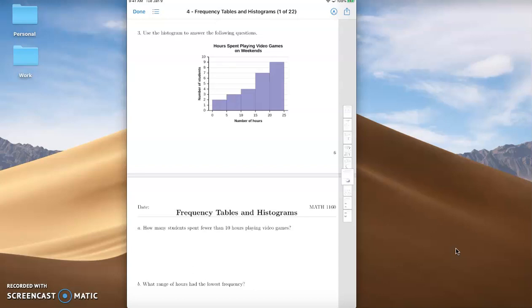So how many students spent fewer than 10 hours playing video games? If we look here, that's 10, and to that way is 10. So we're going to add up the frequency here. We have 2 and 3. So the number of students who spent fewer than 10 hours is going to be 5, because we have 2 plus 3. All right, what range of hours had the lowest frequency? Well, that's going to go to the lowest bar, which is right here. So that's 0 to 5.